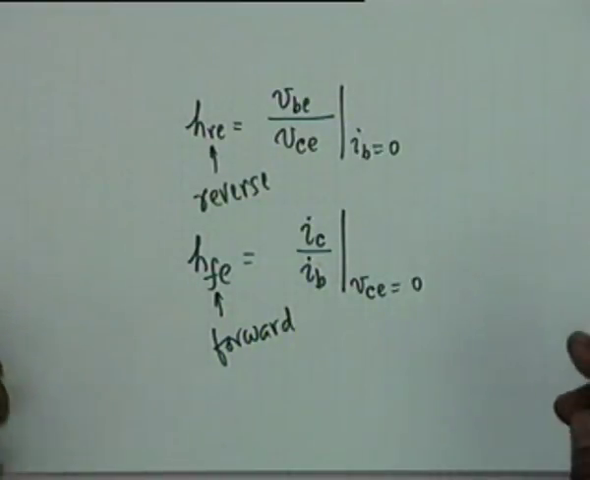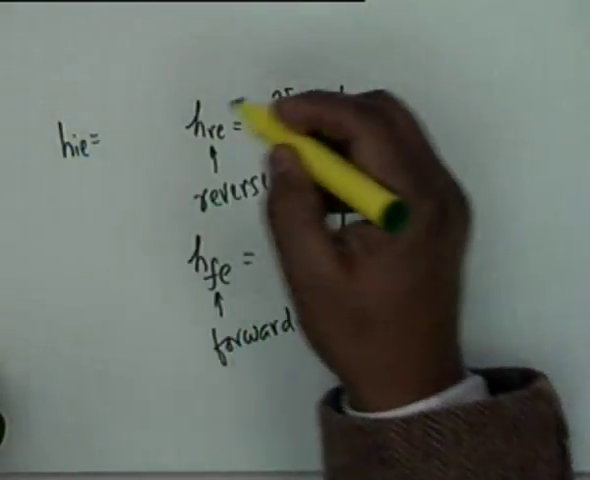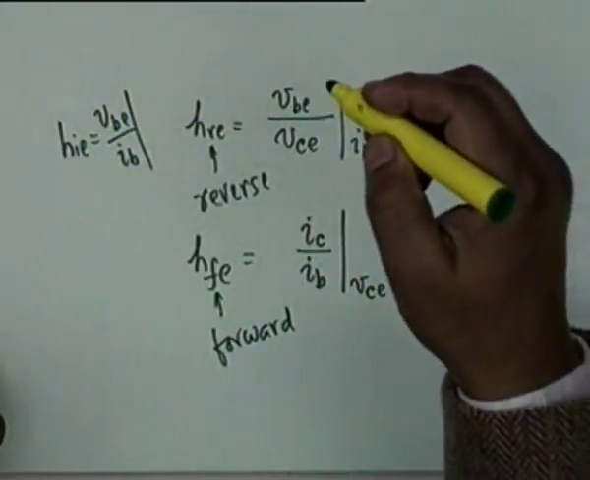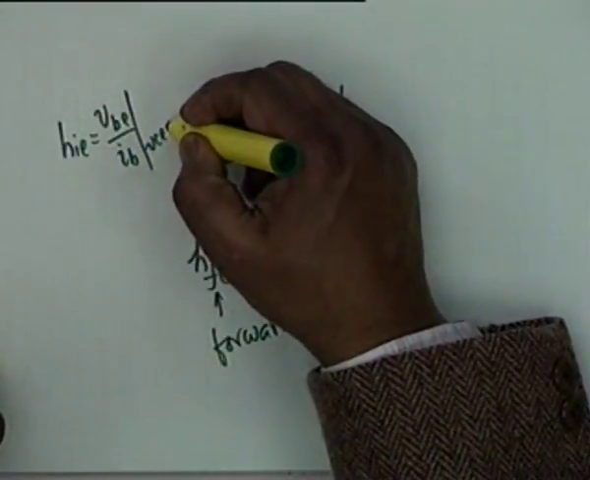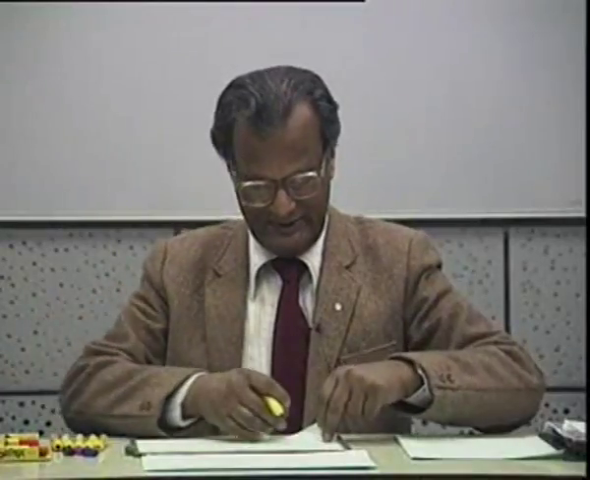Okay. So let me put down the other two also. HIE is VBE divided by IB with VCE equal to 0. No, let me write them clearly.